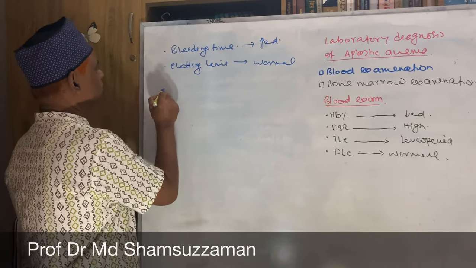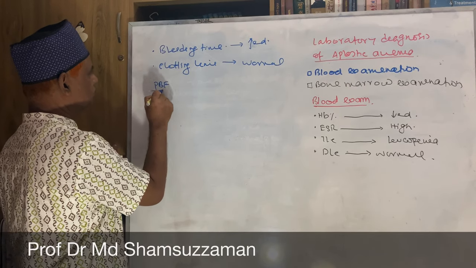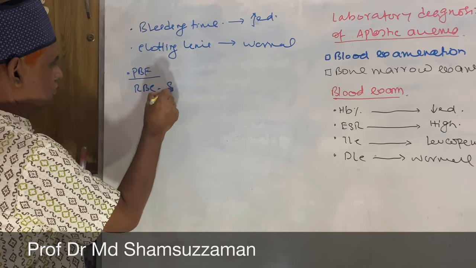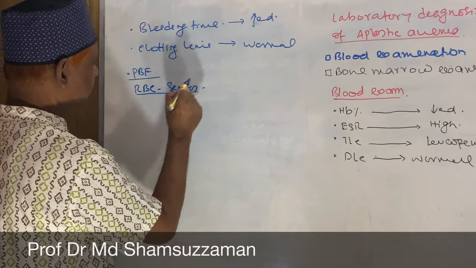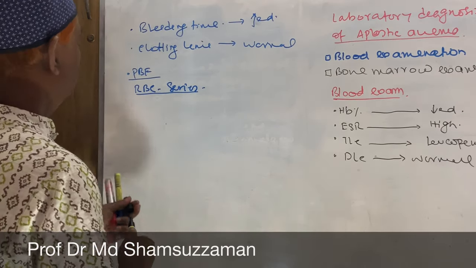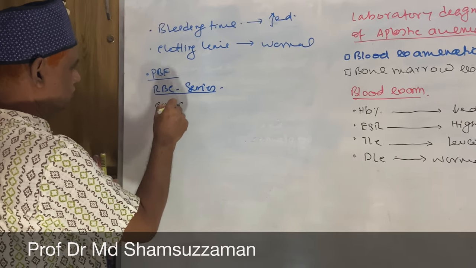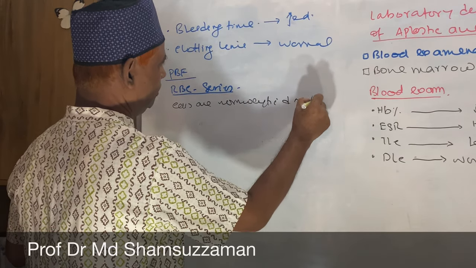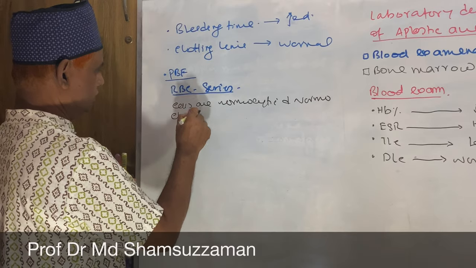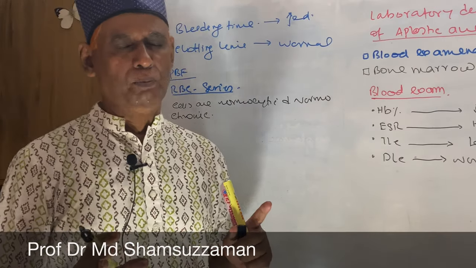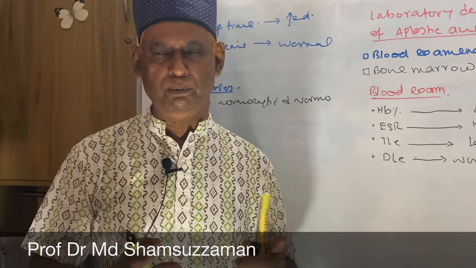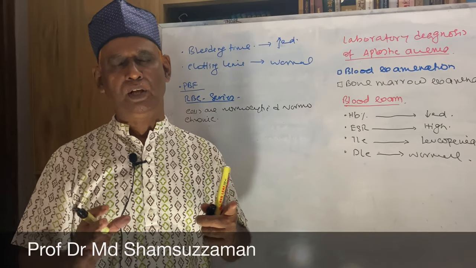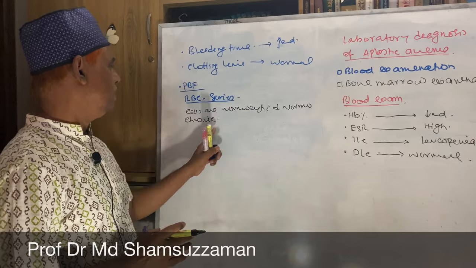Then we have to do peripheral blood film. First come to the RBC series. Cells are normocytic and normochromic. Dear audience, you know, in case of aplastic anemia, acute hemorrhagic anemia, and multiple myeloma, we get normocytic, normochromic RBCs. That is, MCV, MCH, and MCHC are normal. So here we will get cells that are normocytic and normochromic.